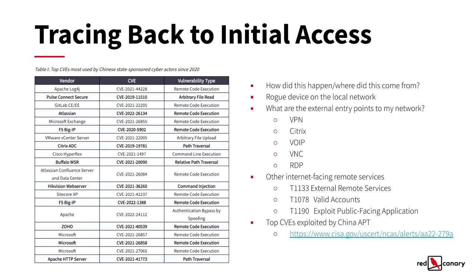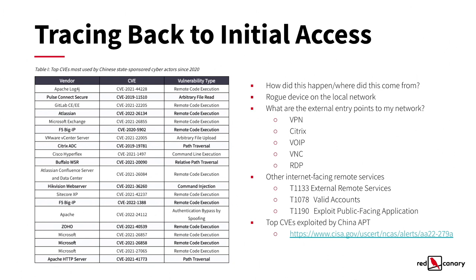And then tracing back to initial access. So usually when it's a test, we don't really think about initial access because they're already on the internal network. They've been given an endpoint and user credentials probably. So initial access is usually an afterthought. But when it's adversary use, we kind of panic and try to figure this out quickly, especially if it's on an unmonitored endpoint. So I like to ask, how did this happen? Where did it come from?